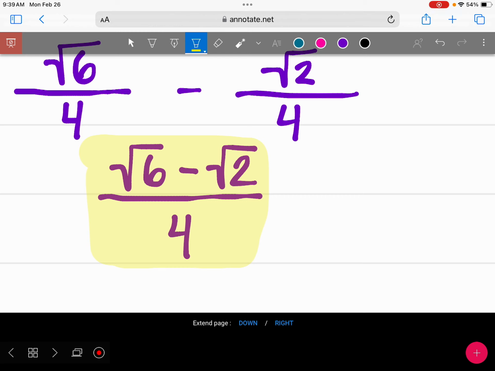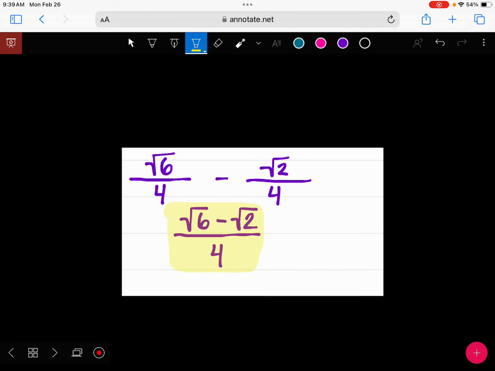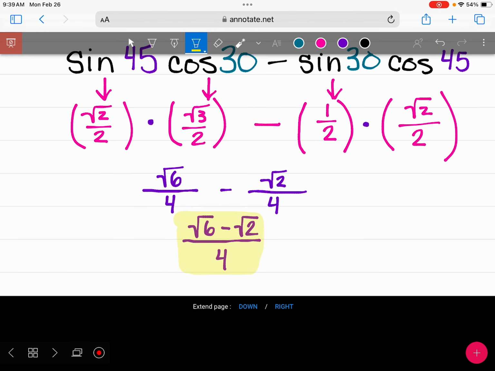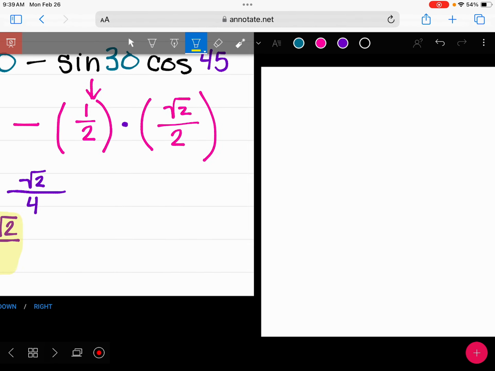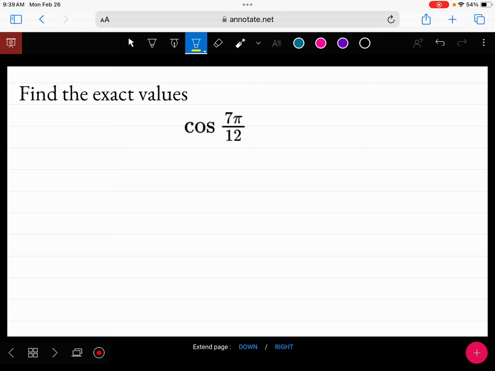Okay, so it's all about breaking them into pieces so that we can evaluate them. Let's do one more. I don't want to just practice it once. I want to do it twice before we get to the end of the day. Let's do one more today. And we have the cosine of 7 pi over 12. So we're into radians again.